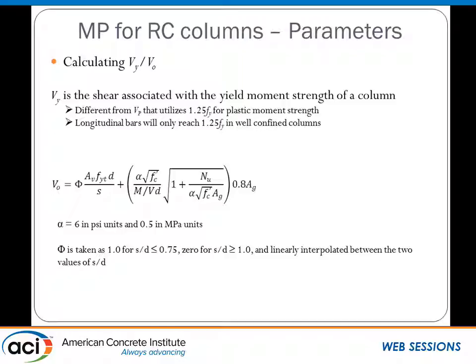And the V0 equation is the shear strength equation available currently in the code. We did a minor change to it with the phi factor here to account for very wide spacing of transverse hoops. If the S over D ratio is greater than 1, in this equation you will neglect the effect of the shear reinforcement. If they're spaced too far apart, you're going to get a shear crack that will not intersect anything, and so you just neglect the effect. If your spacing to depth ratio is smaller than 0.75, you will use the full capacity and you linearly interpolate between the two.